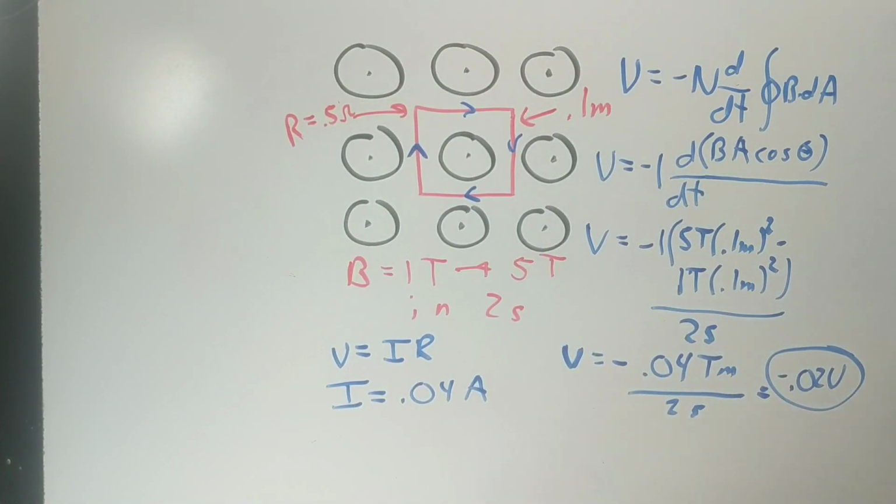But this is a typical kind of example where you have the magnetic field changing, and that magnetic field gives you a certain voltage and therefore a current. And again, the right-hand rule comes into play all the time here, so be careful with that.